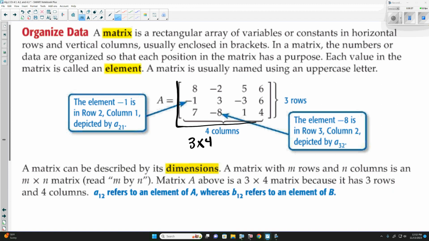Now, one thing that is new is we're going to talk about the elements. The elements are the individual numbers or variables inside the matrix. Since we call this matrix A, each element will be denoted by lowercase a. And the numbers that follow it, 2, 1, are row and then column. So a2,1 is row 2, column 1, which is the element -1.